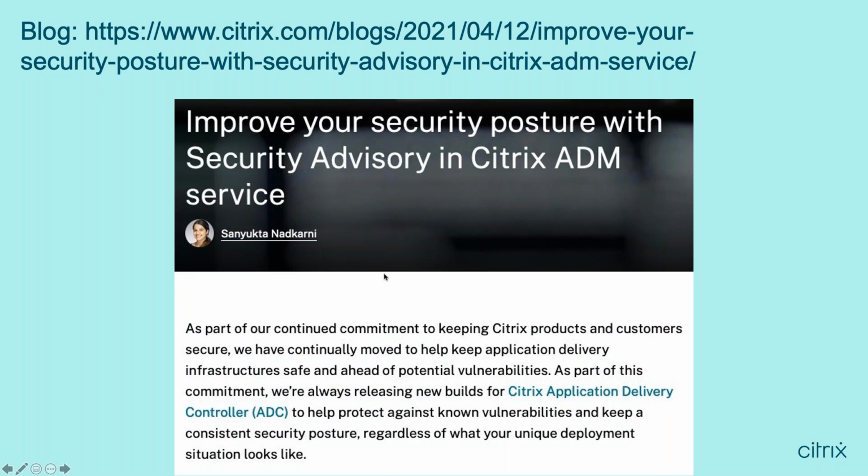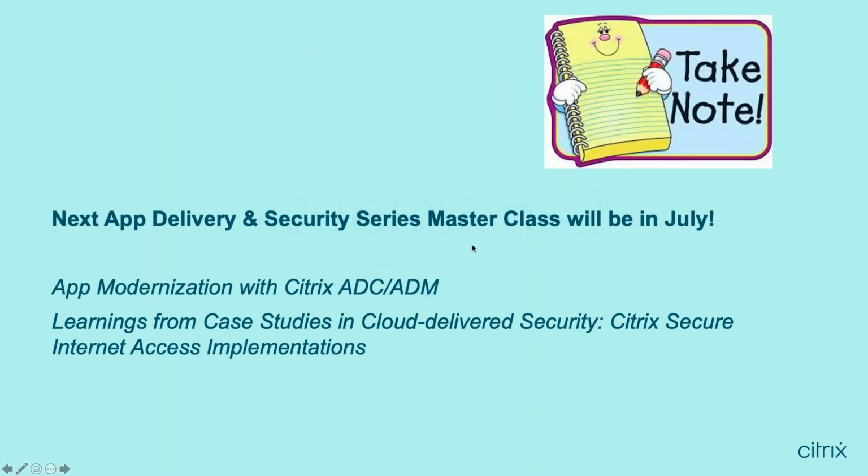Also brand new is a blog that Sanyukta, who presented the content last month, has come out with. In this blog is all the nice detail on how to walk through managing an ADC and then finding out what the vulnerabilities are. Sanyukta provides a visual workflow of how to go through that within ADM service, kind of like a mini demo in blog format. So I invite you all to go to citrix.com/blogs. If you search under application delivery and security or networking tags, you'll find this blog written up in the middle of April.